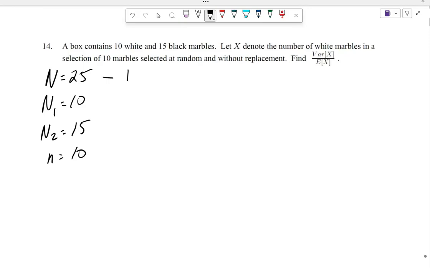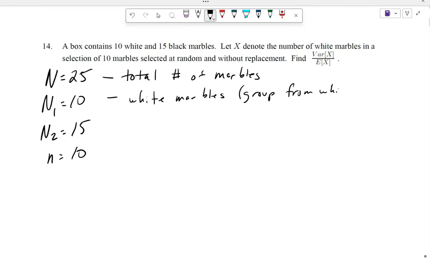So just to label them, just make sure we're all on the same page. Total number of marbles. White marbles. And that's what we're counting. Right?